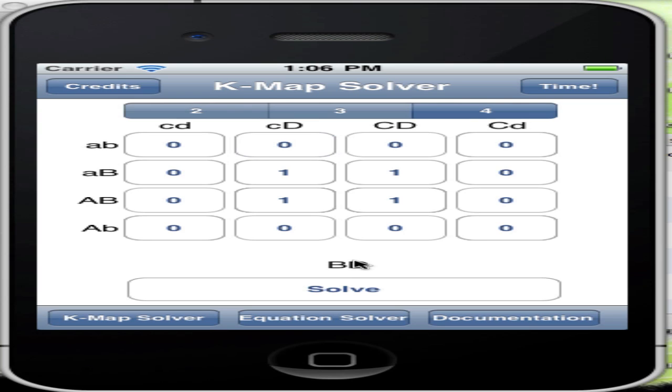So again, a useful educational tool presented for minimizing low-order Boolean expressions.